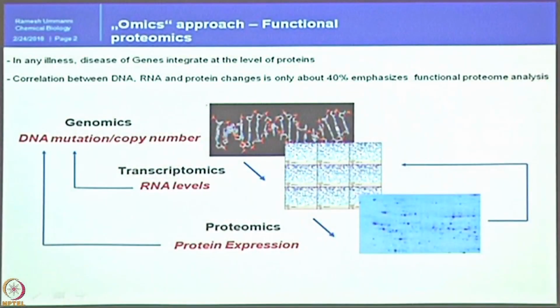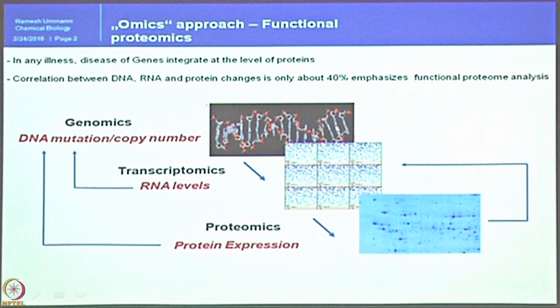That is why it is very important to look at protein function. Sometimes a protein may be expressed, but it may keep quiet, like a silent mutation in a gene. Ultimately, only if it is a functional protein does it reflect in the disease state.